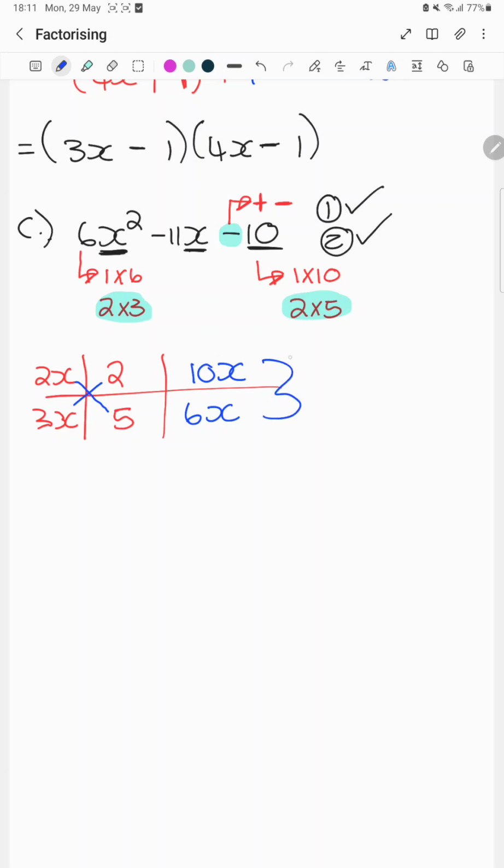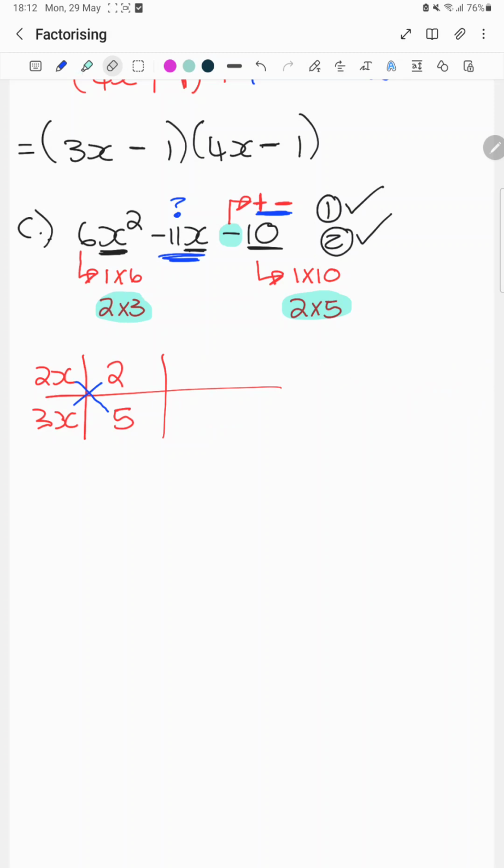Now remember, one bracket has to be positive and the other has to be negative. So let's see. 10x minus 6x will give me 4x. If I switch it around, 6x minus 10x, then I'm getting negative 4x. However, I want minus 11x. So this combination is not going to work. Alright, so let's remove it so we can try something else.